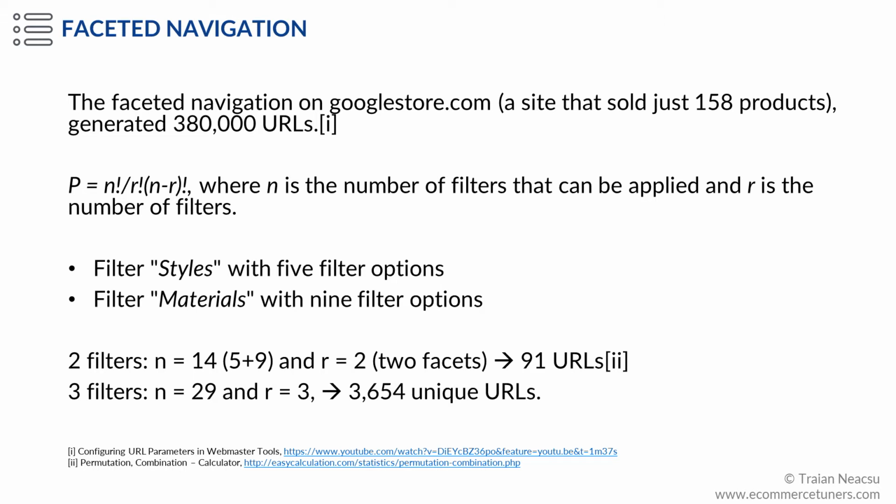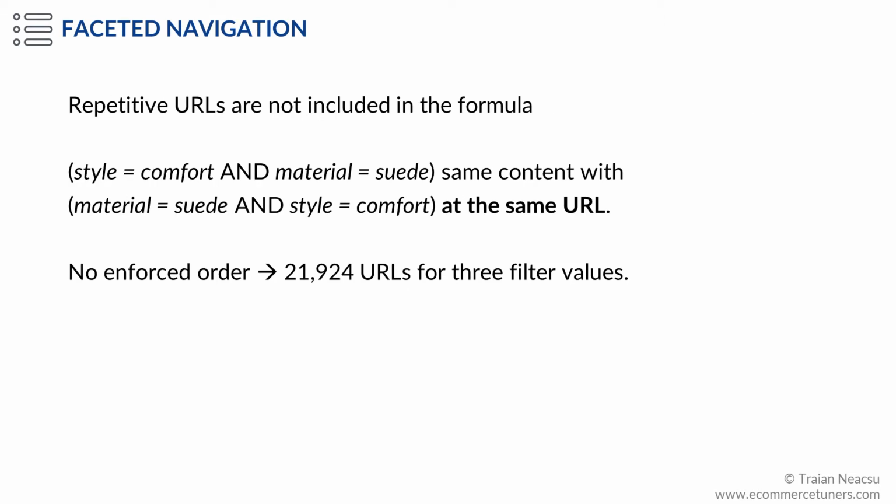If you add another filter, for example the color filter, and this filter has 15 filtering options, n becomes 29 and r equals 3. This setup will generate more than 3,600 unique URLs. As I mentioned, this formula does not allow repetitive URLs. This means that if users select style equals comfort and material equals suede, they get the same results as for selecting material equals suede and style equals comfort at the same URL. If you don't enforce this order for URL parameters, then the faceted navigation will generate 182 URLs for the example with 2 filters and almost 22,000 URLs for the example where 3 filters have been applied.